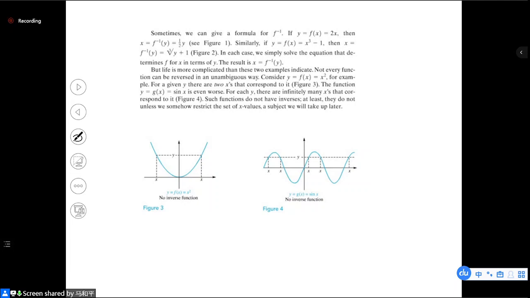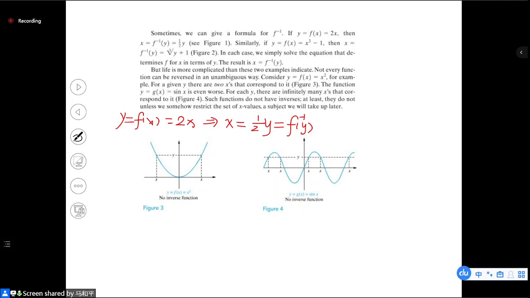And sometimes we can give a formula for f inverse. For example, we have an expression f(x) = 2x. From this formula we can have x = 1/2 y, right? And so we write this as f inverse of y. Here, the input is y and the output is x.